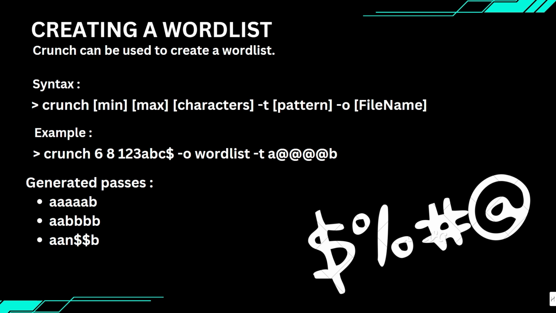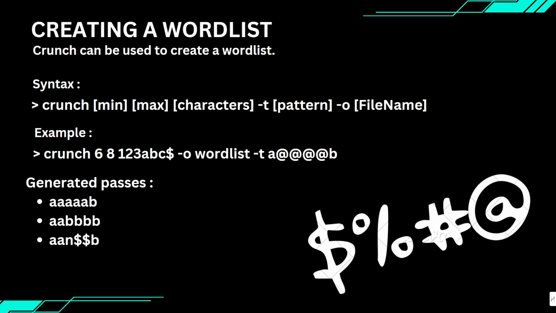Using the tool is very simple. All you have to do is put the name of the tool, and then you specify the minimum number of characters for the password to be generated. Then we specify the maximum number of characters for the password. Then you specify the characters that you want to generate passwords from. For example, you can put all lowercase characters, all uppercase characters, numbers, digits, or you can specify a smaller set to make the word list smaller.